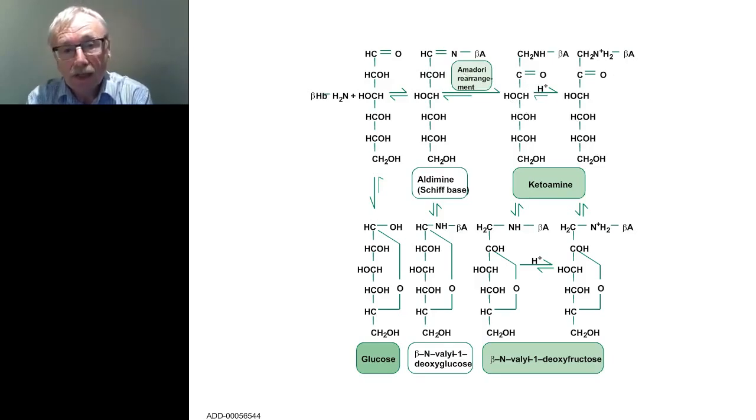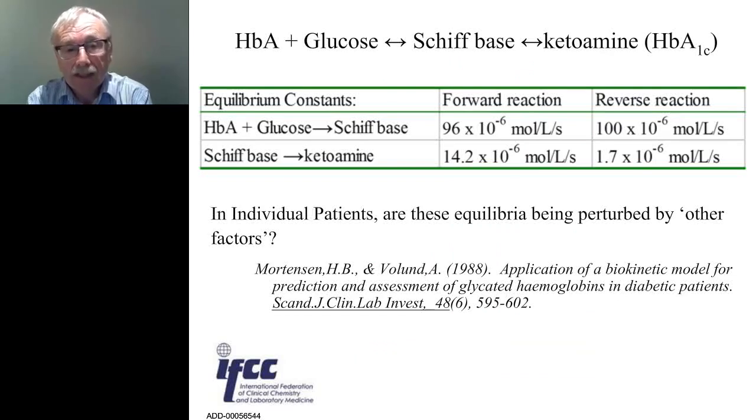So here we can see the full reaction, a complex reaction, not as straightforward as we see in textbooks, but once formed, the ketoamine is stable. This is a non-enzymatic reaction and follows the law of mass action. Here you see the kinetics of reaction. The first reaction forming the Schiff base, you can see is fully reversible, the forward and reverse reaction showing the same kinetics, whereas the second reaction from Schiff base to ketoamine is almost irreversible.